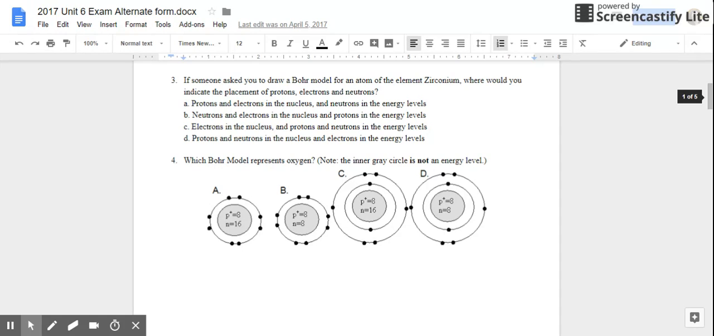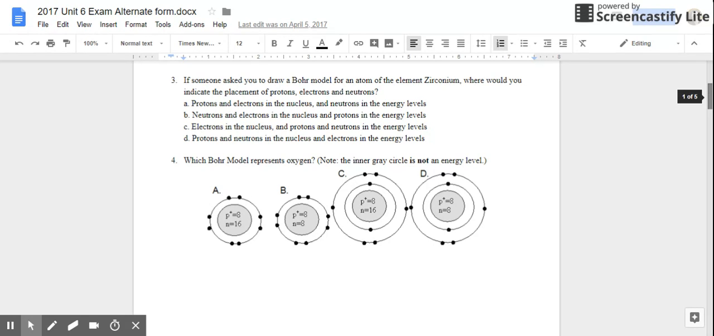A. Protons and electrons in the nucleus and neutrons in the energy levels. B. Neutrons and electrons in the nucleus and protons in the energy levels. C. Electrons in the nucleus, protons and neutrons in the energy levels. Or D. Protons and neutrons in the nucleus and electrons in the energy level. Question 4. Which Bohr model represents oxygen?